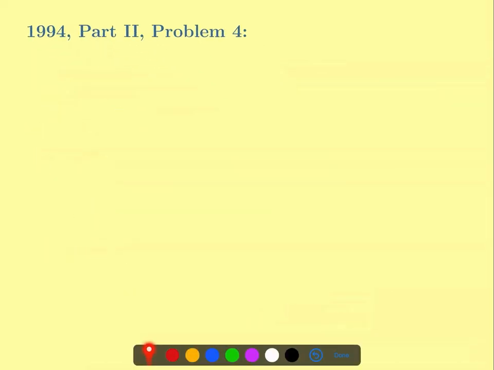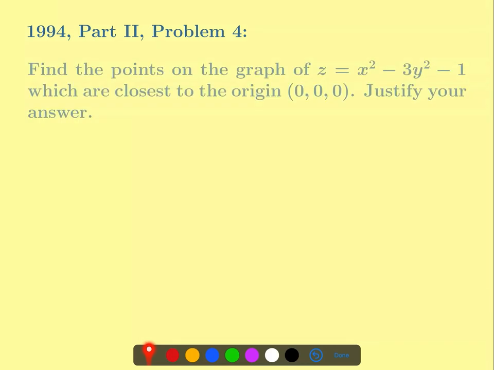Let's look at the next question. Find the points on the graph of z equals x squared minus 3y squared minus 1, which are closest to the origin. Justify your answer. So how do we find the points on this graph that are closest to the origin? So let me describe that.